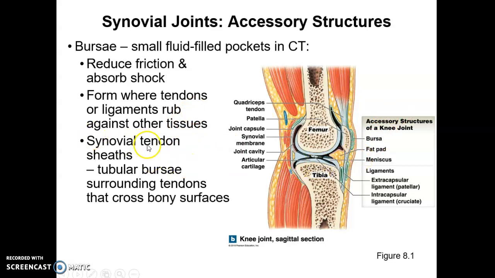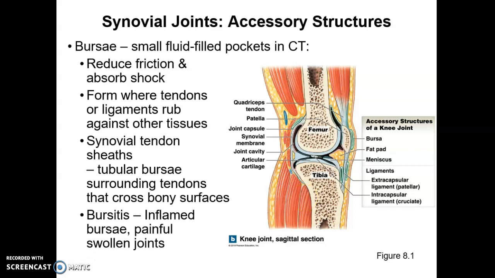And then synovial tendon sheaths. These are bursae that surround and wrap around tendons that might cross bony surfaces. And if you've ever had bursitis, those are inflamed bursae and cause painful swollen joints.